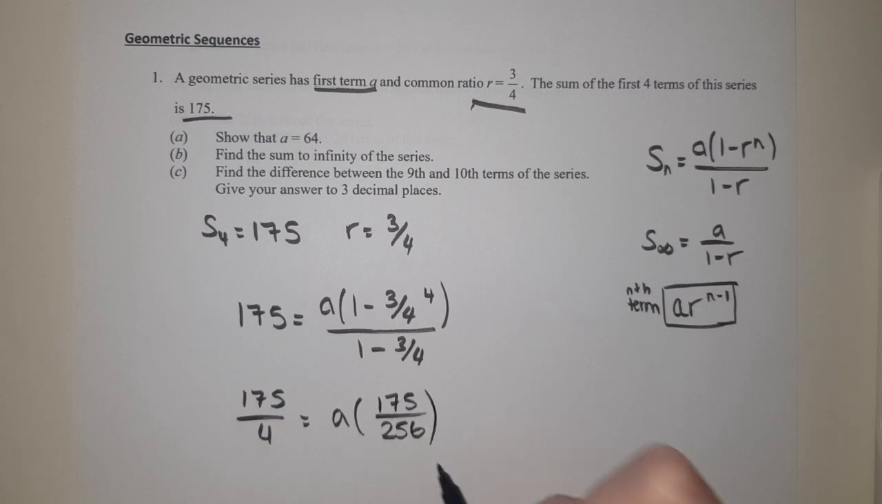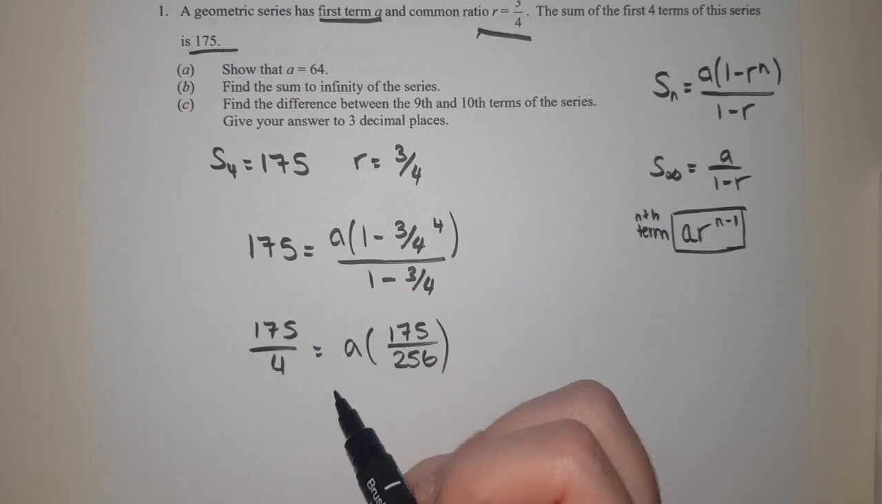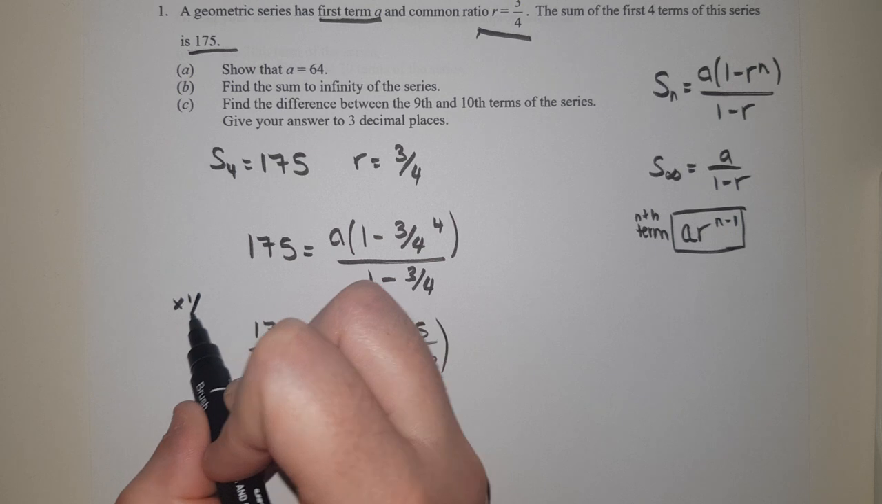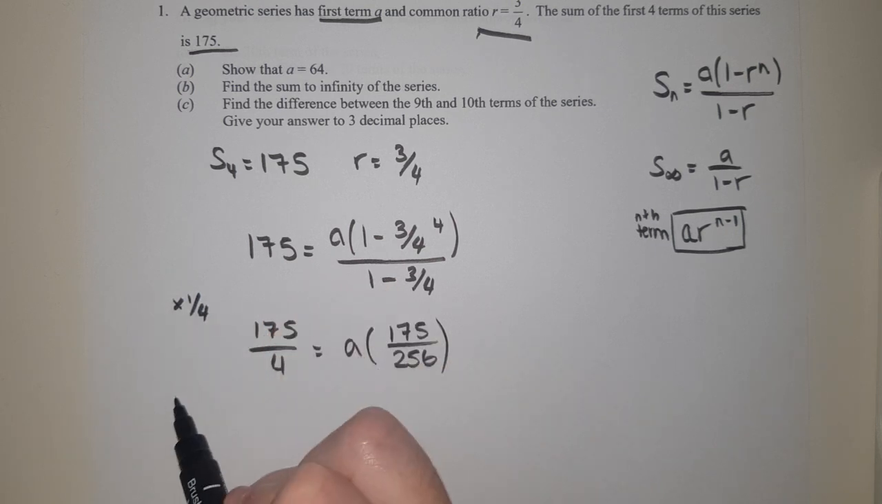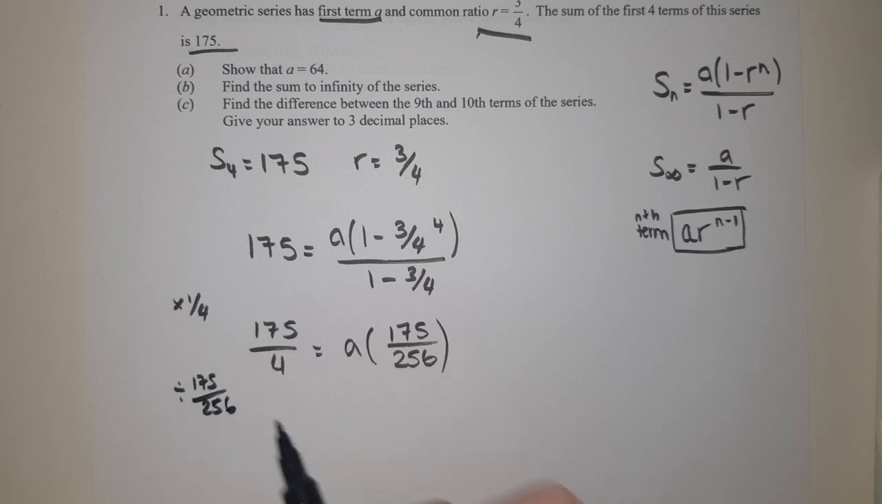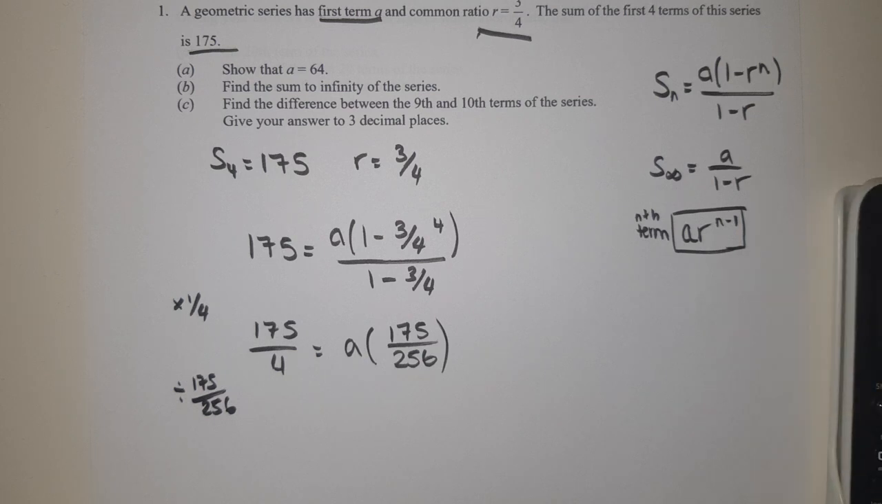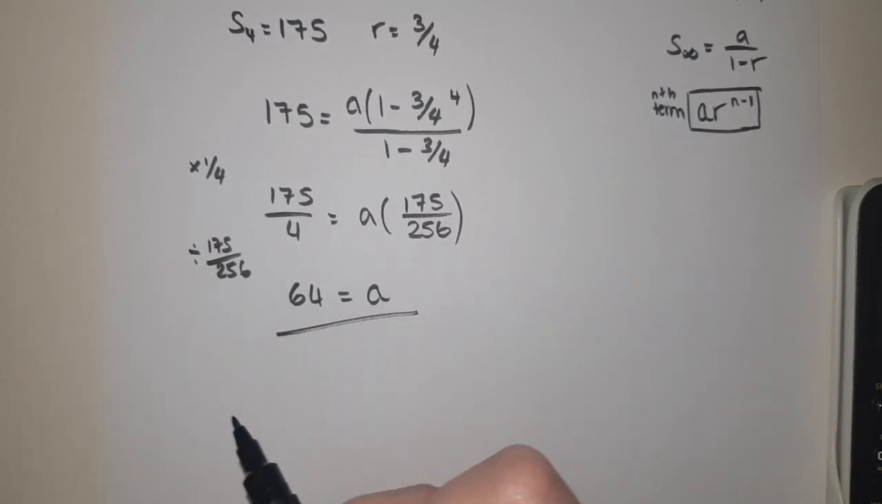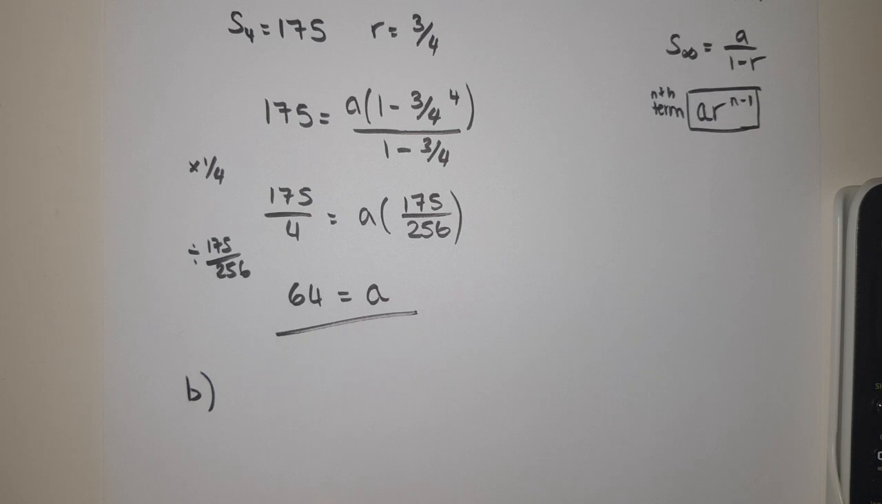Again, we're going to keep everything in nice exact forms. So that obviously worked out to a quarter, and all I did was times up by a quarter. From there, we're going to divide by our lovely fraction. You get a equals 64, which is what they asked us to prove. So that's it, done.